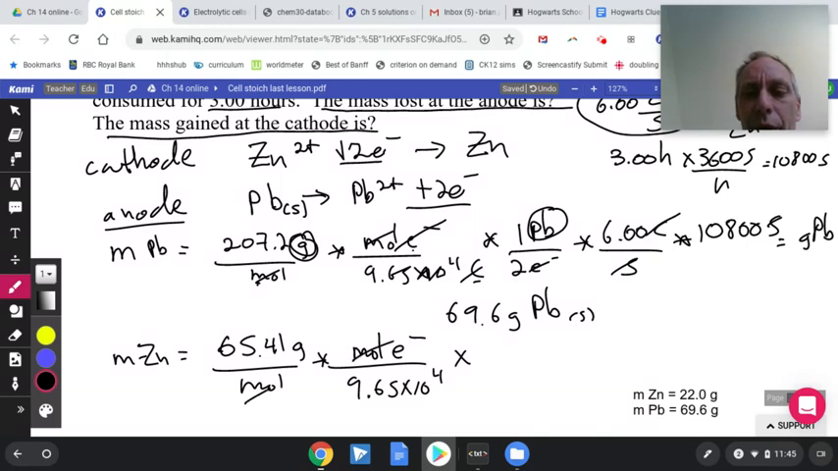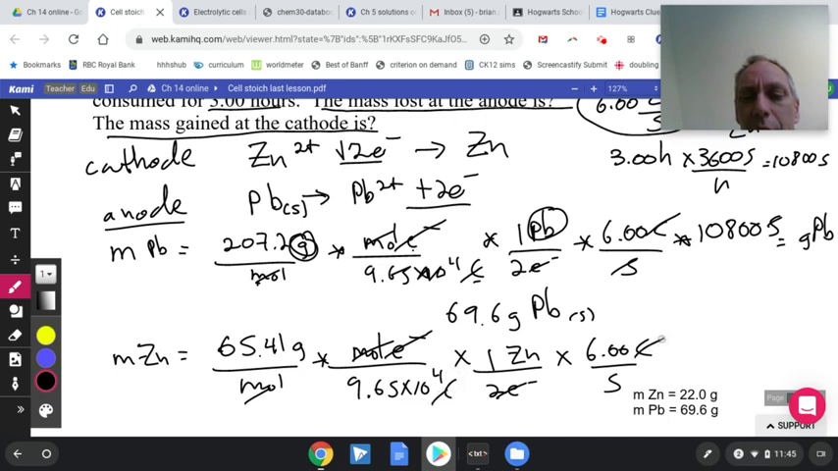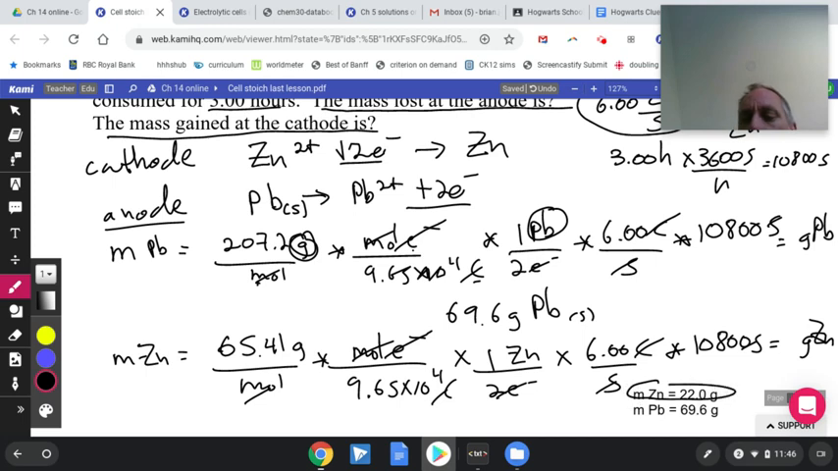Moles are gone. 1 zinc for every 2 electrons, same ratio as in the zinc half reaction. Okay, and 6 coulombs per second. Coulombs are gone. 10,800 seconds. Seconds are gone, and we will get grams of zinc. Okay, and the mass of zinc is 22.0 when you plug all that in. So there's our 2 half reactions done.